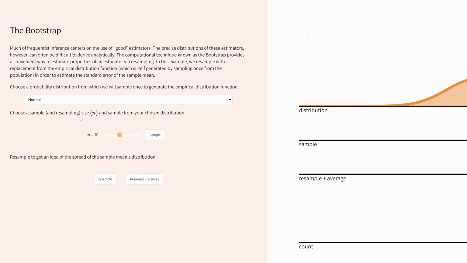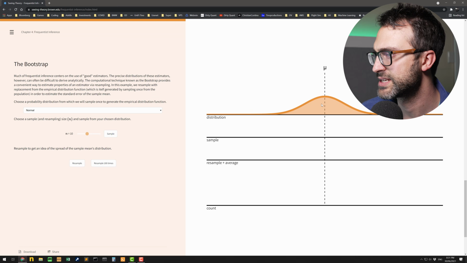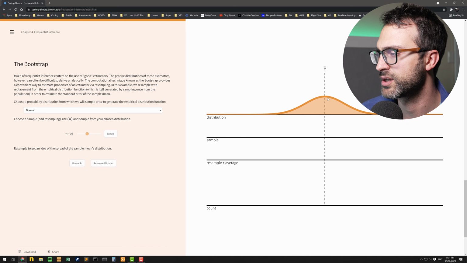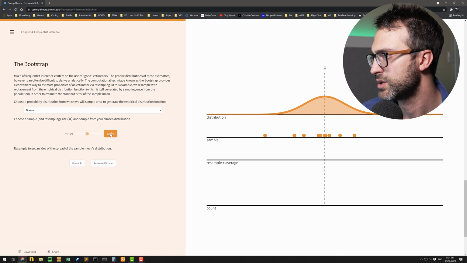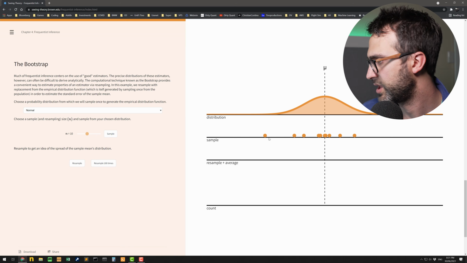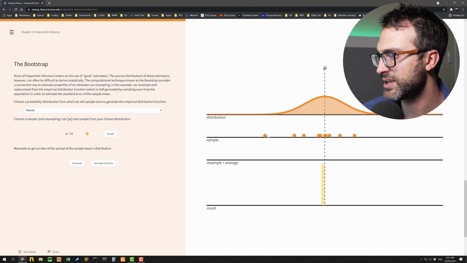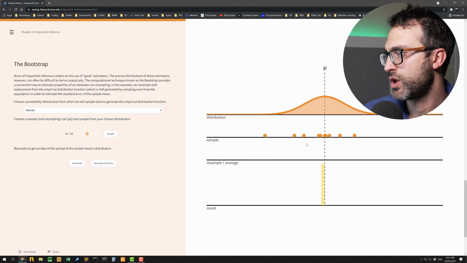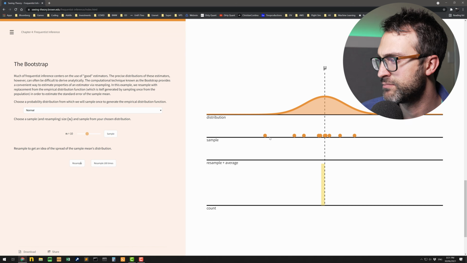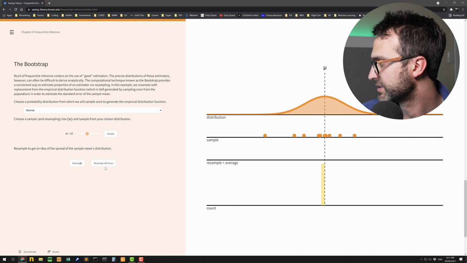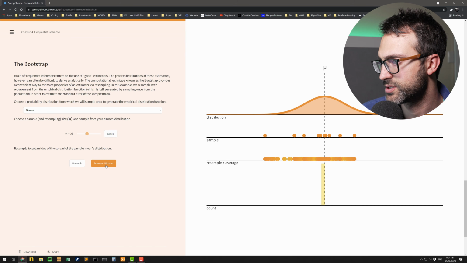Anyway, let's have a quick look. Obviously, let's go for normal. Makes life easier. All right, so that's our distribution. Choose a sample and resampling size and sample from the chosen distribution. So 10. I'm going to choose 10 random numbers from this. Obviously, it's going to be most likely to pick around the mu. So I'm going to pick those 10. Okay, so that's my bootstrap. So what if I resample? Essentially, I'm randomly picking from those 10 numbers, and the average came out as that. So what if I resample 100 times?